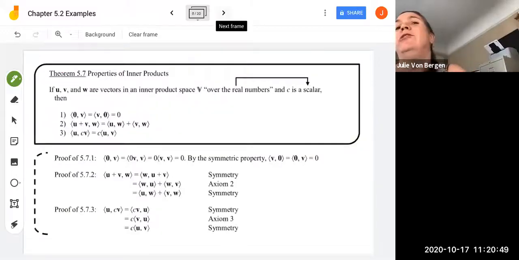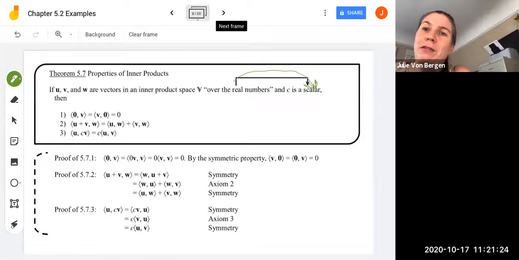In this video, we continue with chapter 5.2 examples and concepts. And so we are going to introduce ourselves to theorem 5.7, which is three properties of inner products. So if u, v, and w are vectors in an inner product space V over the real numbers, and c is a scalar, and so that means c is also a real number. So that's what our little arrow up here is saying, over the real numbers. So c is a real number. Then all three of these properties hold.